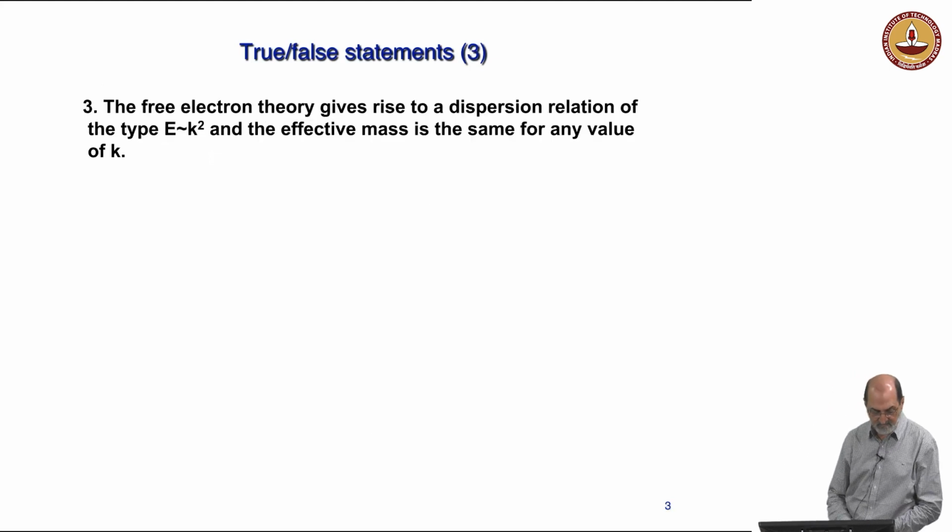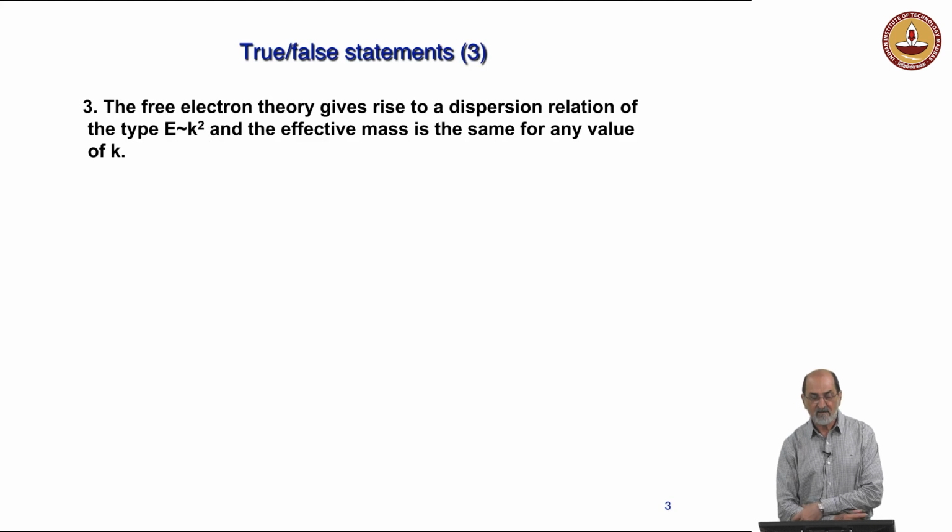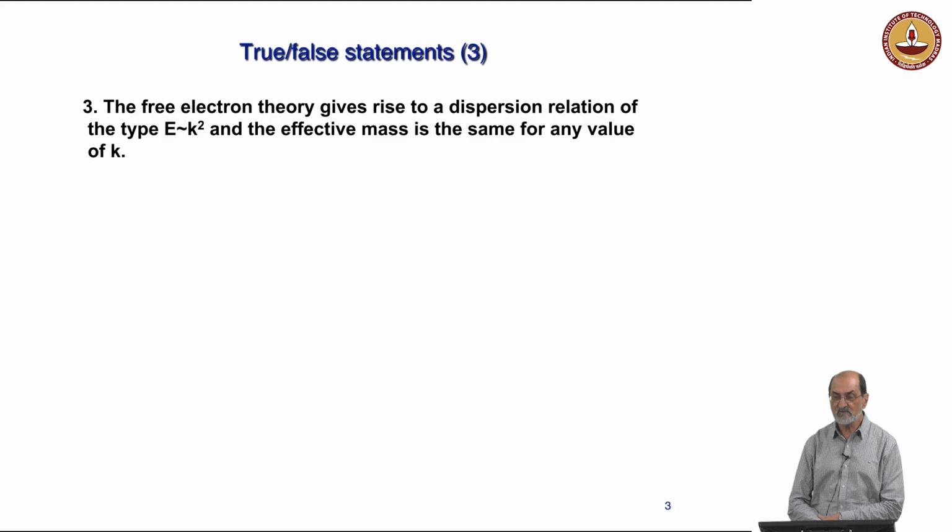Number 3. The free electron theory gives rise to a dispersion relation of the type E proportional to k squared, and the effective mass is the same for any value of k. Is this correct or not?